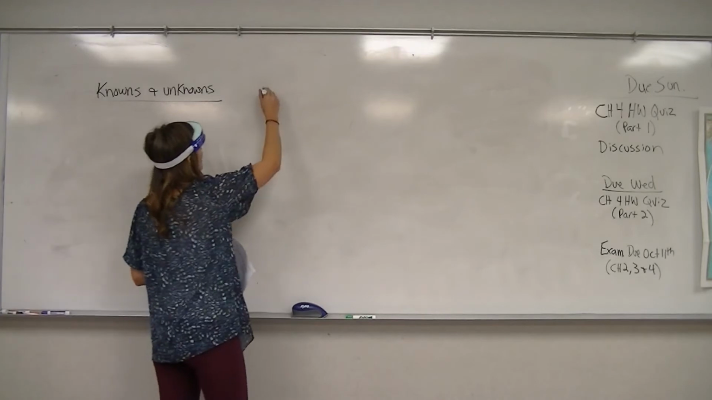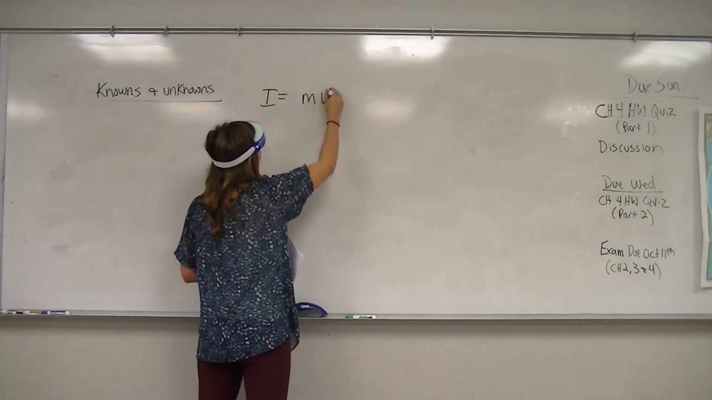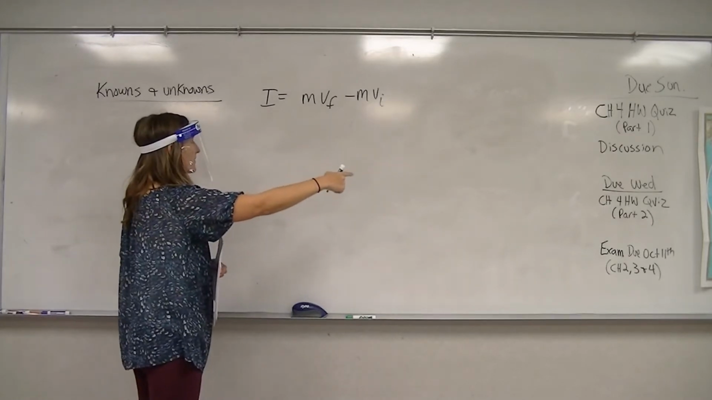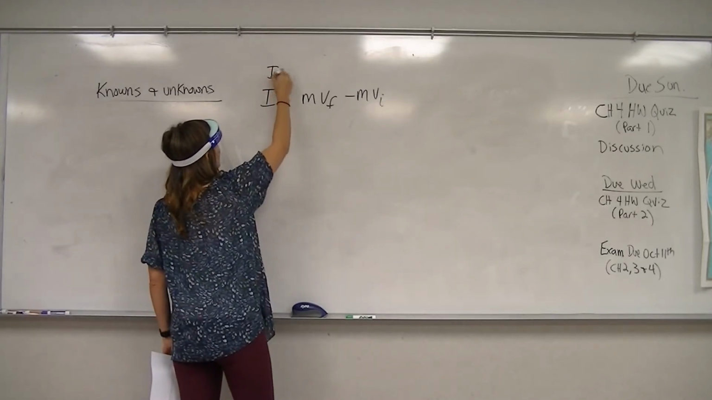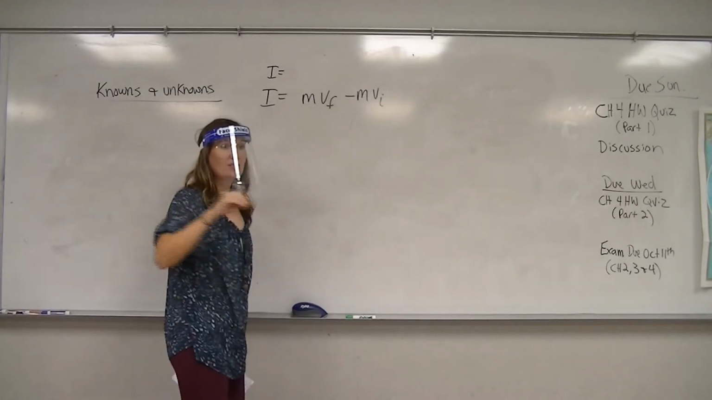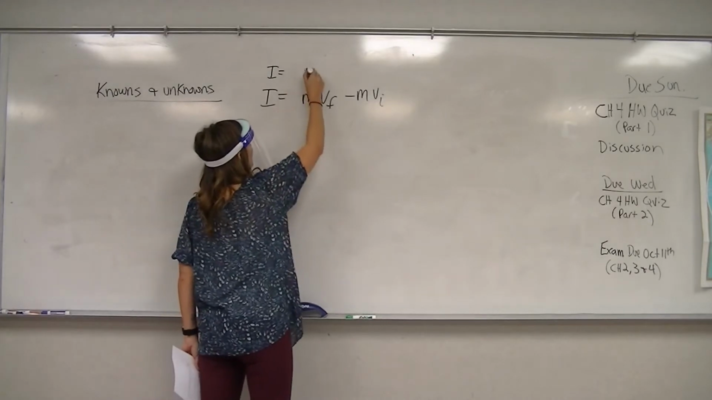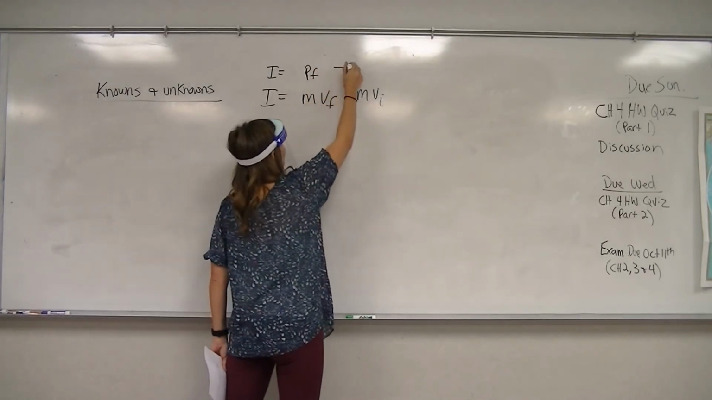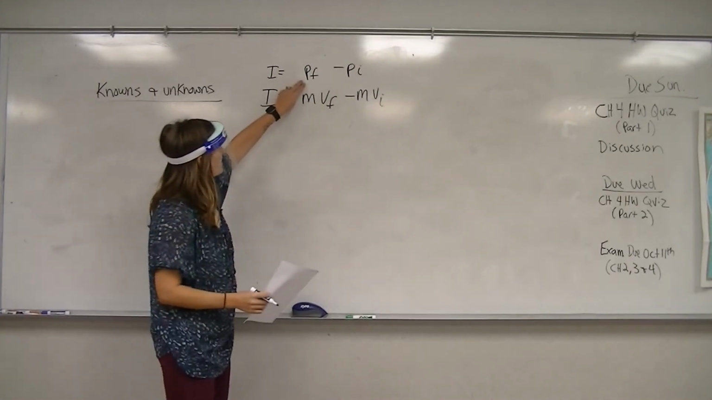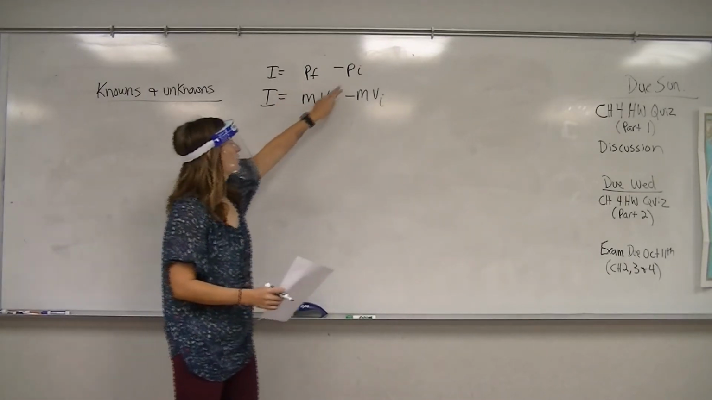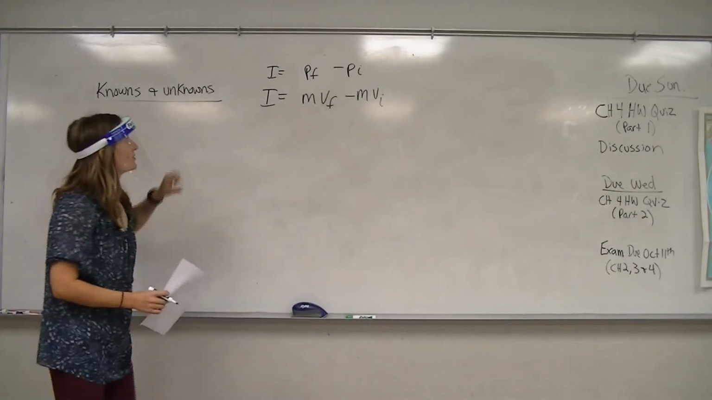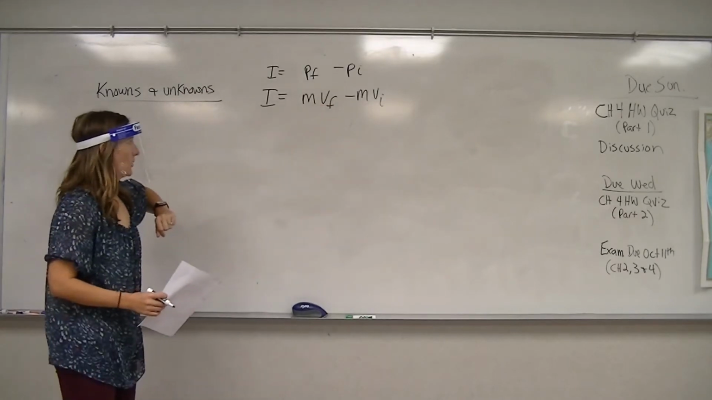So what I mean by that, impulse is equal to mvf minus mvi. So this is one of the equations. And we get this equation because impulse is equal to the change in momentum. And I said change is always final minus initial. So it would be the final momentum minus the initial momentum. Okay, and momentum is just mass times velocity. So we really just plugged in the momentum equation to come up with this one. So that's one of our impulse equations.